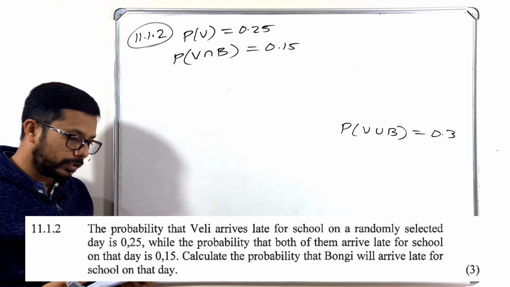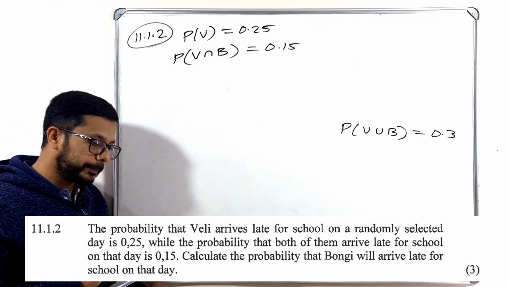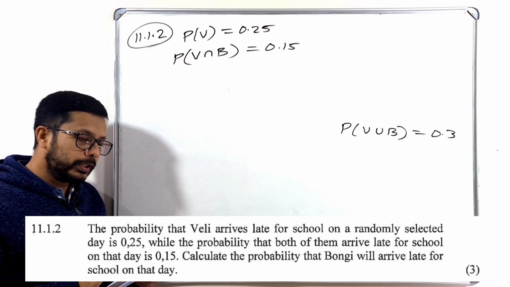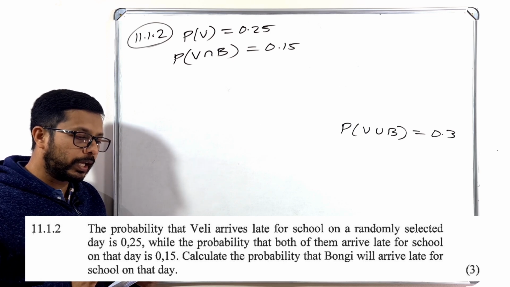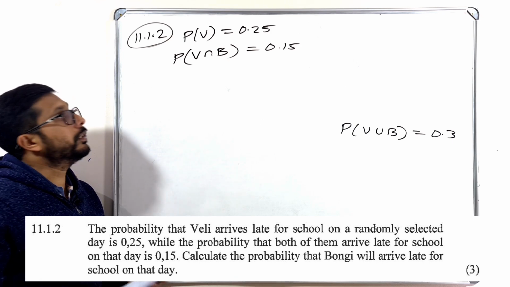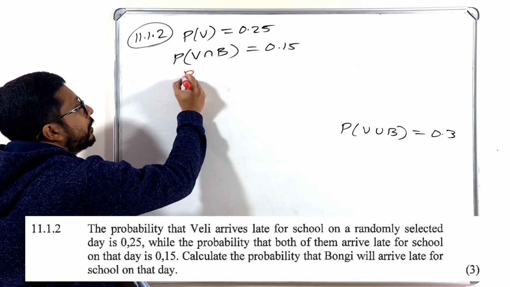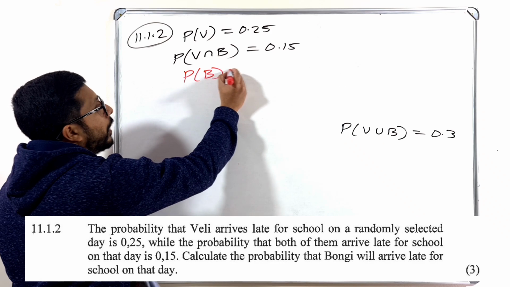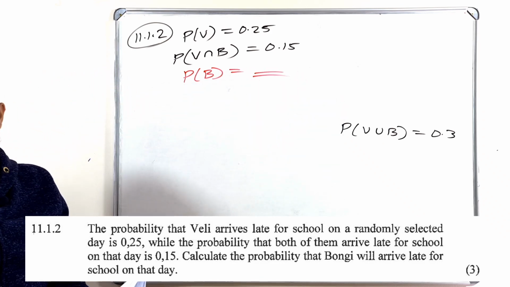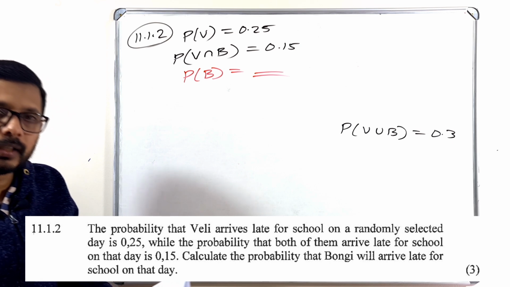Okay, and what is the question? What do you want to find? Calculate the probability that Bongani will arrive late for school on that day. So in this question you have to find the probability of Bongani being late. So how can you find that one?